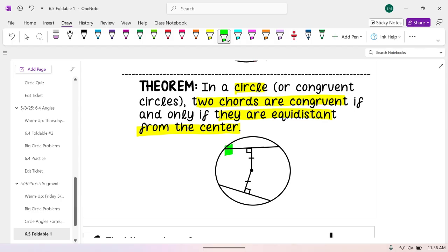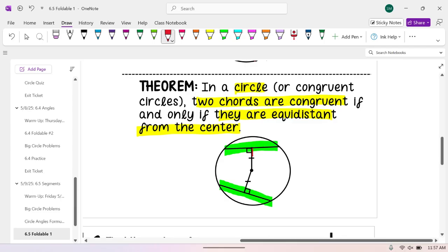So, in other words, these two chords right here are considered equidistant because if you drew a line directly from the chord to the center point, it has to be perpendicular to that chord. It's like a direct shot. They should be congruent. If they are, that means they're equidistant.